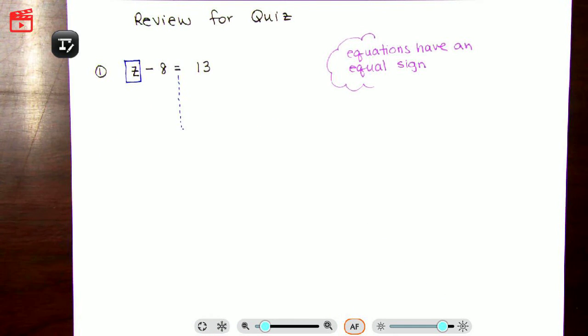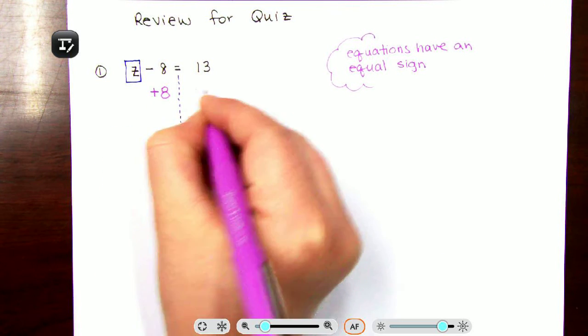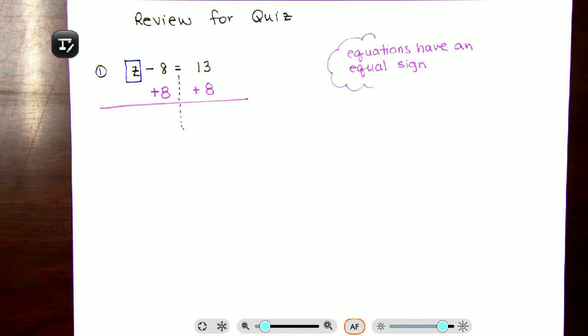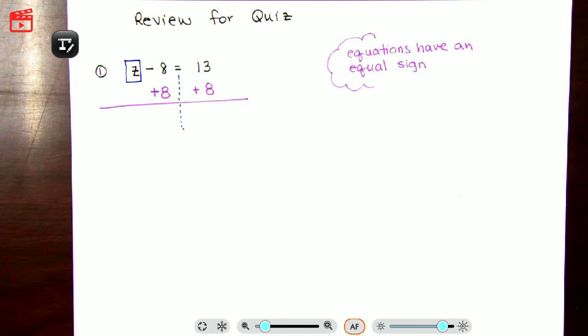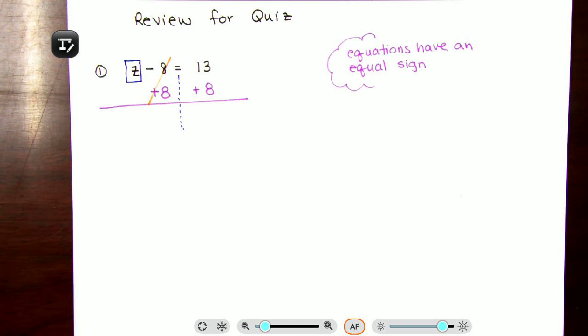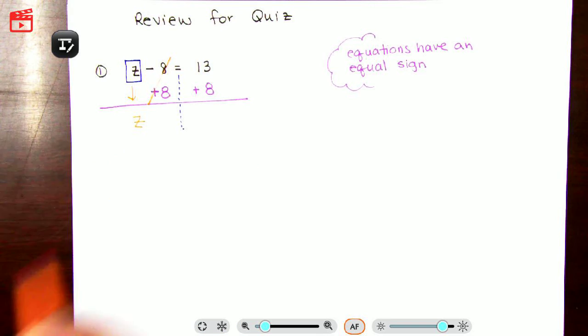So what is the opposite of a minus 8? We can do a plus 8. So I'm going to add 8 to both sides. Draw a line underneath. What's really great about solving equations with this method is we get to do things that make us feel good. For example, 8 minus 8 will make us feel really good because that's just 0. So we get to cross that out, cancel that out. Bring down your z. We did not touch that term, so we're going to bring it down.